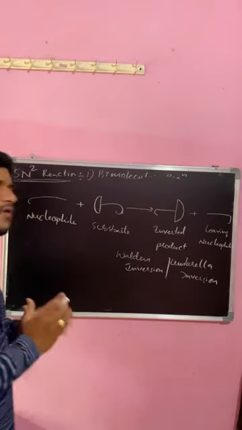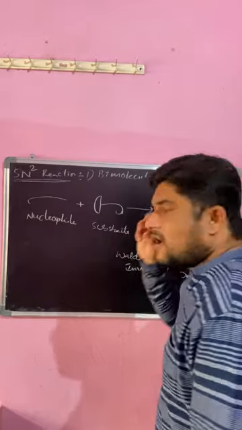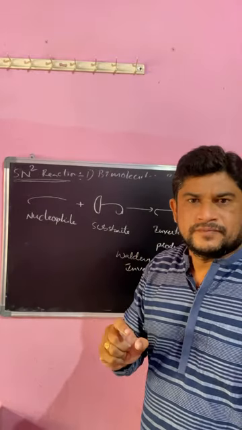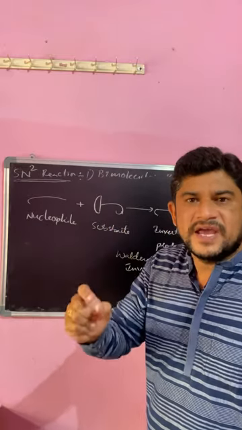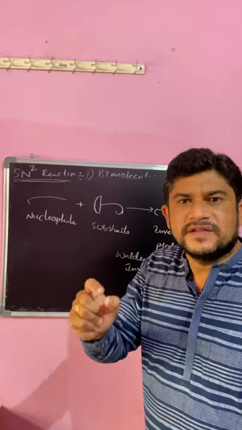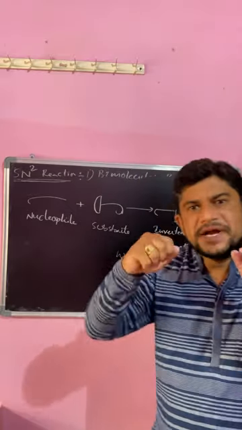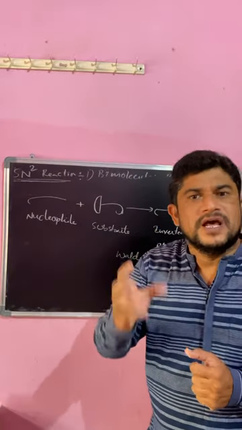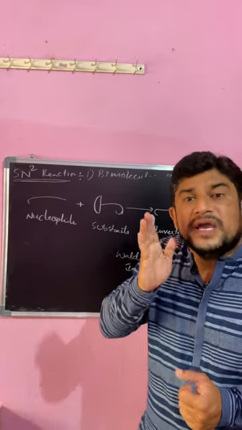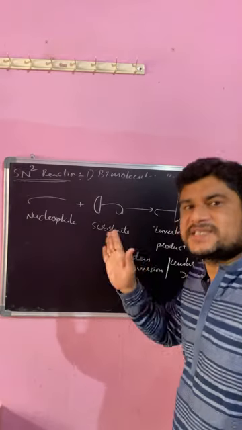Why is it called Walden inversion or umbrella inversion? Because the configuration of the carbon atom under attack is inverted in such a way as an umbrella turns inside out when it is caught in a strong wind. Like an umbrella turns inside out in a strong wind, the configuration of the carbon atom also inverts, because here the nucleophile is attacking from the back side.